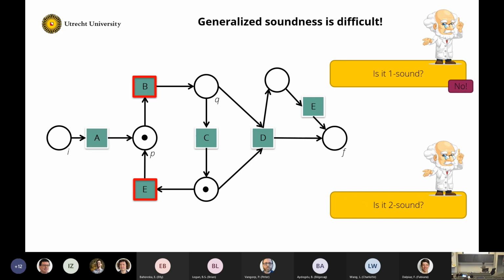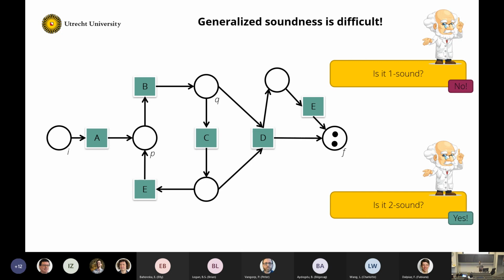Now let's fire A again. Transition B fires, and suddenly transition D is enabled. So we fire transition D. There it is. Transition E is now enabled, and there are two tokens in the final place. So that means that this model is two sound. So it's not one sound, but it is two sound.